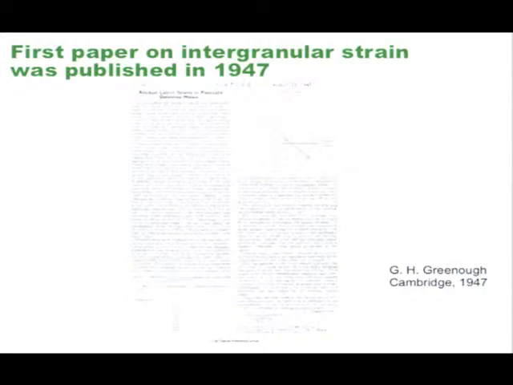I have to mention that this intergranular strain was actually recognized a long time ago. The first paper that I can find was published in 1947 by Greenough from Cambridge, using a very simple material, steel. It is a one-page paper published in Nature where he identified intergranular strain.